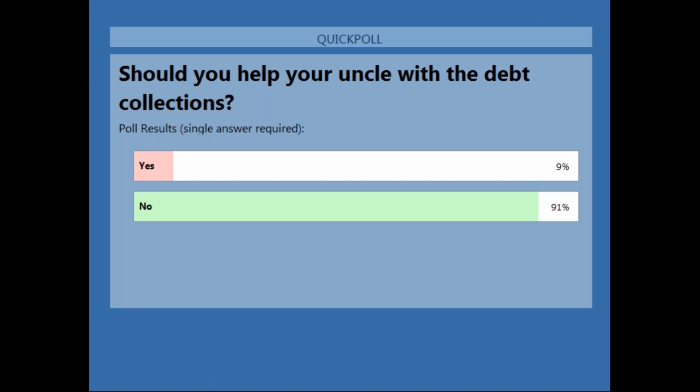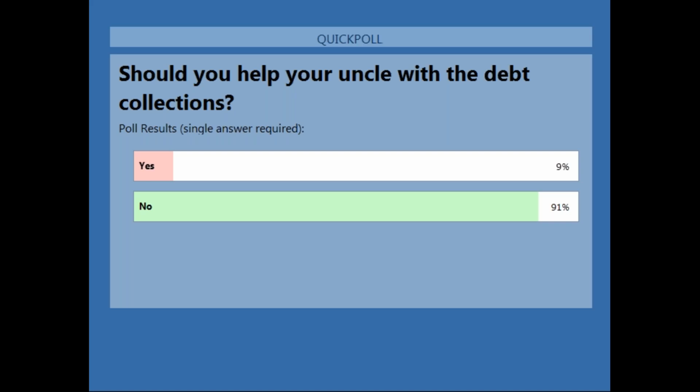It looks like the majority of you said no, you shouldn't, which is a good answer. Absolutely not. You should not help your uncle. In spite of what your family may want you to do and the level of skill that you have, the answer is no. A lot of times, family and friends are not aware of the restrictions and limitations that are placed on law school students and law school graduates, for that matter.